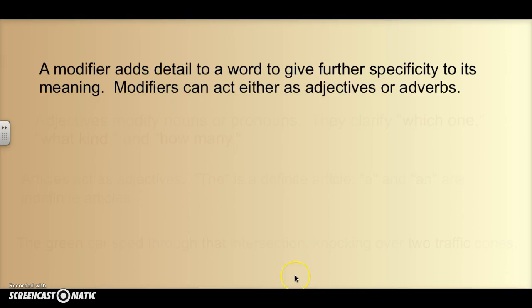A modifier adds detail to a word to give further specificity to its meaning, and they can act as either adjectives or as adverbs. Modifiers can be a single word. They can be a group of words acting as a single part of speech without both a subject and its predicate. That would be a phrase. So for example, participial phrases, prepositional phrases, infinitive phrases, those can all be modifiers. And you can also have adjective and adverb clauses, which is something that has a subject and its predicate, but is a subordinate clause. We'll get to those later, though.